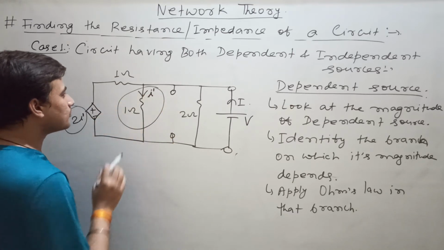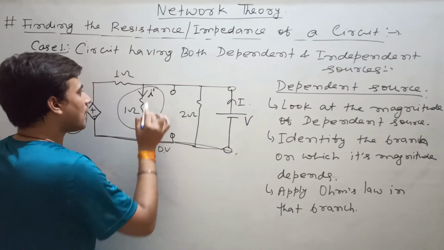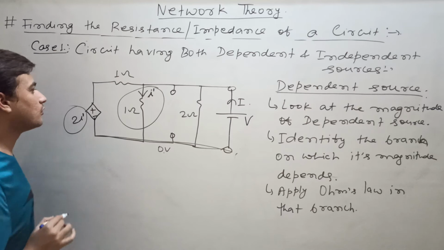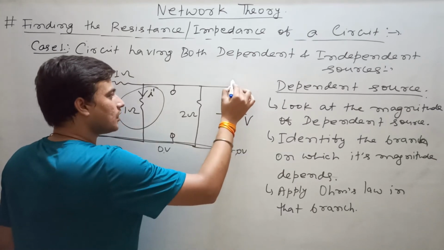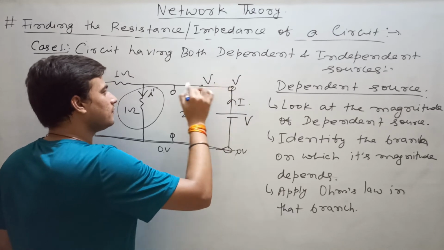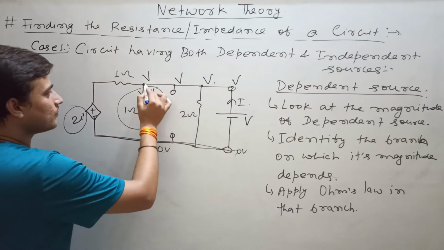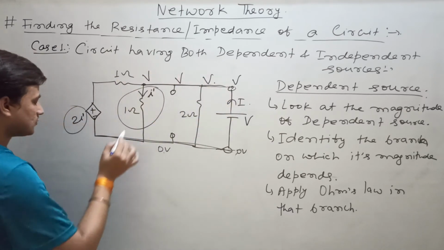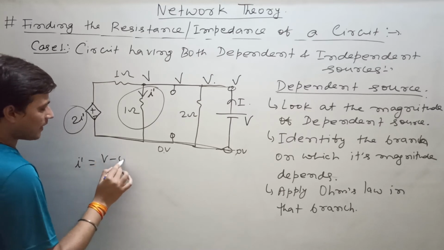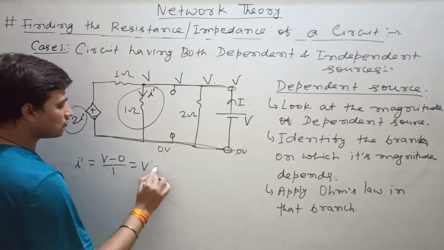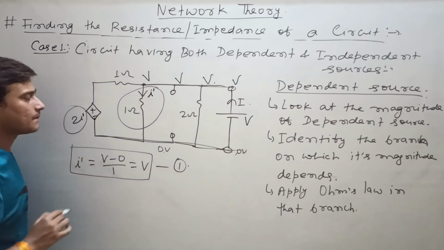So if you are applying Ohm's law, here you see this is the ground terminal, potential is 0 volt. Now you will have to write the potential of this node. So what will be the potential of this node? Here the voltage is 0 volt. Here V volt. Here also it will be V volt. Clear? Because all the nodes are shorted. So here you write I dash will be equal to V minus 0 by 1. That means I dash will be equal to V. This is your first equation.